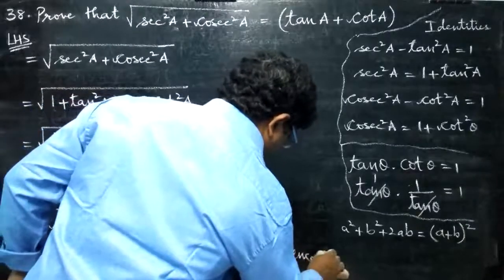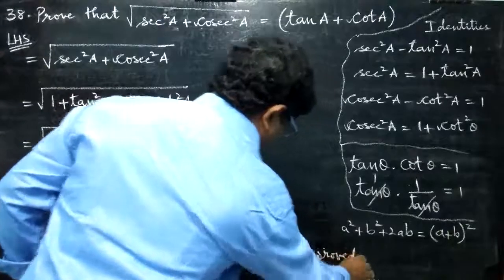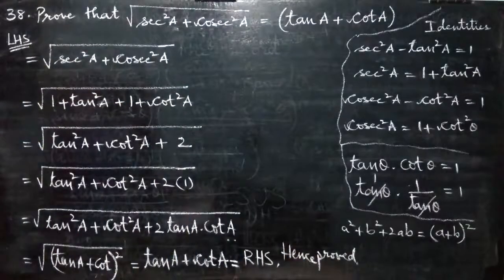The words 'hence proved', and what we have used, those formulas and identities, you have to mention compulsorily. That is part and parcel of the problem. Okay.